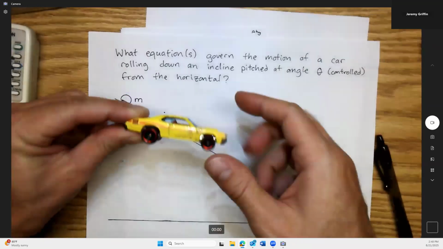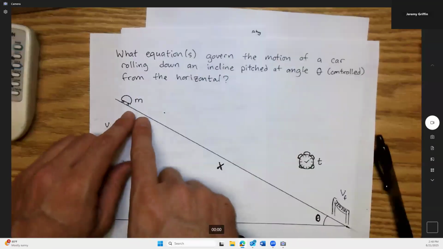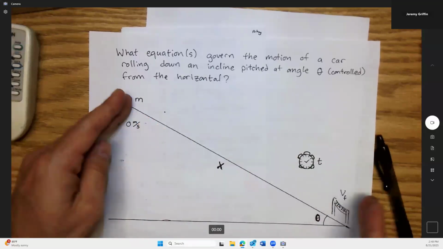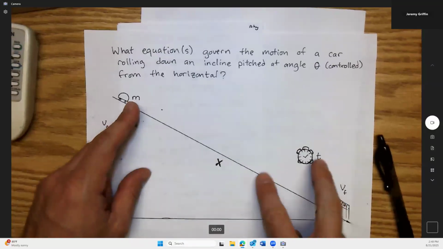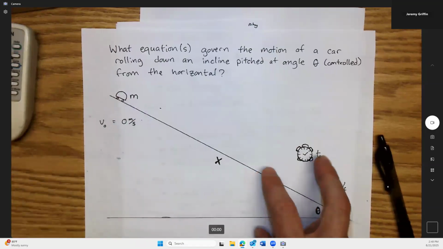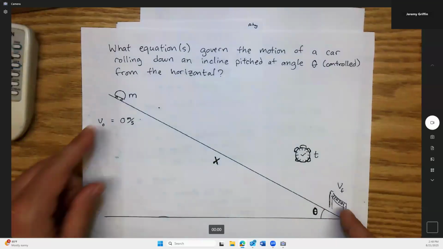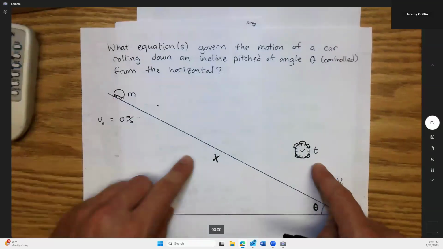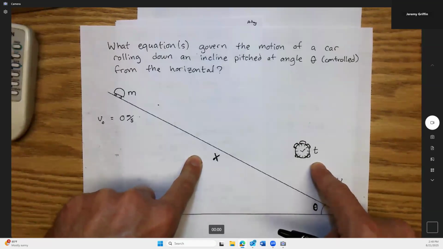How about this? Do you think the distance the car rolls is related to how much time it takes to go down? And that has something to do with the strength of Earth's gravity field. So I want to measure how far it rolls and how much time. There are two variables that could possibly be related somehow.